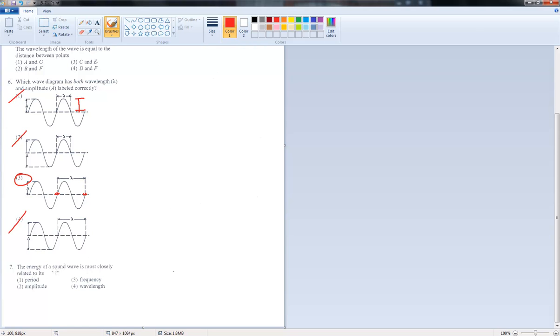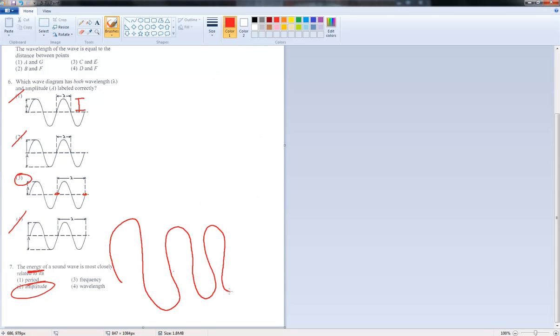The energy of a sound wave is most closely related to amplitude. You need to associate energy with amplitude. The more amplitude you have, the more energy. Okay? Amplitude doesn't affect the frequency or the wavelength. It's just how loud something is, if we're talking about sound.